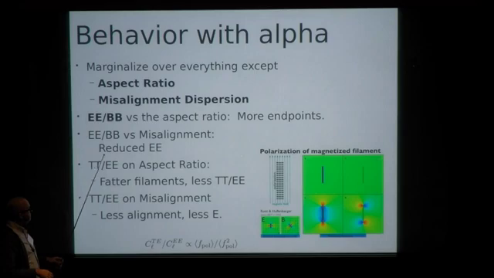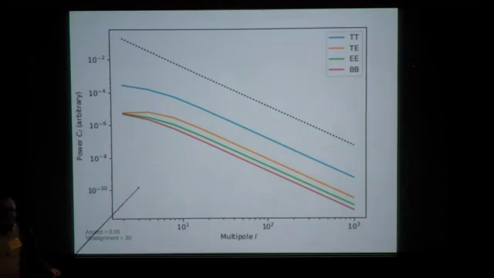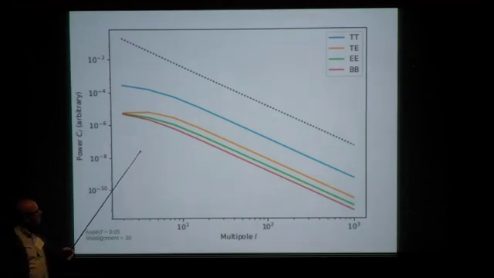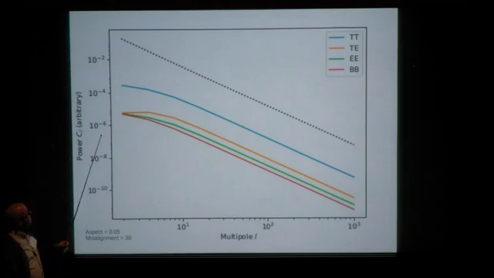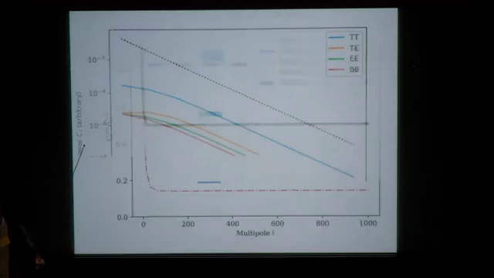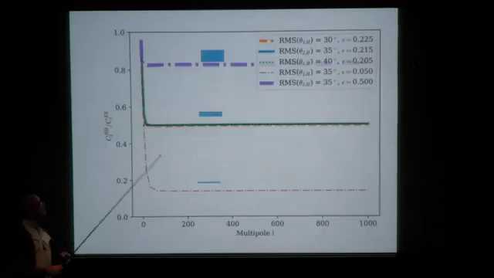And similarly, the T to E on less alignment. So we have these knobs where we can control what the spectrum looks like. So I know what the slope ought to be because I have the sky. And we can see that we have a degeneracy between the aspect ratio and the misalignment axis, but we can get the slopes that we want quite nicely.